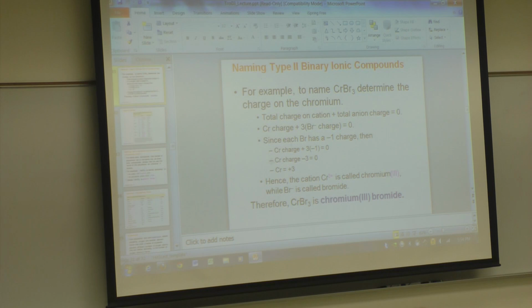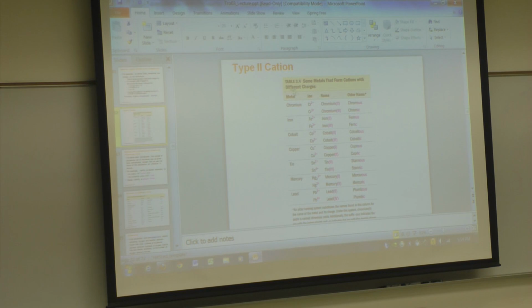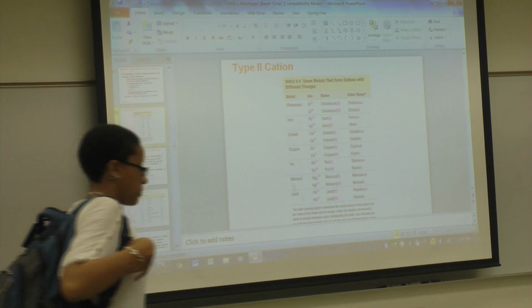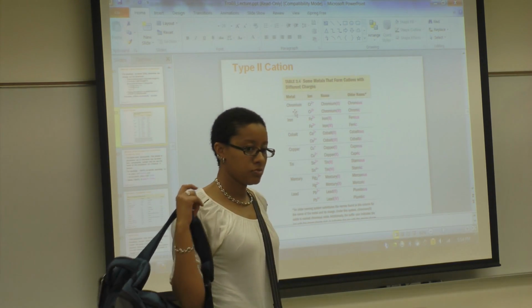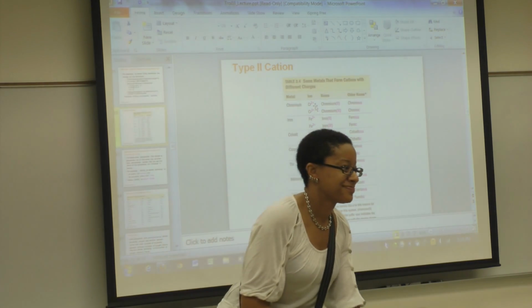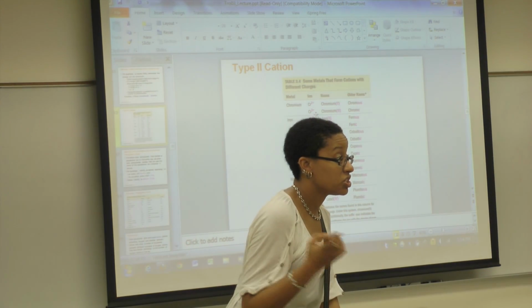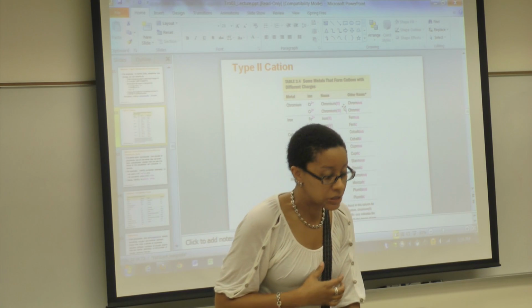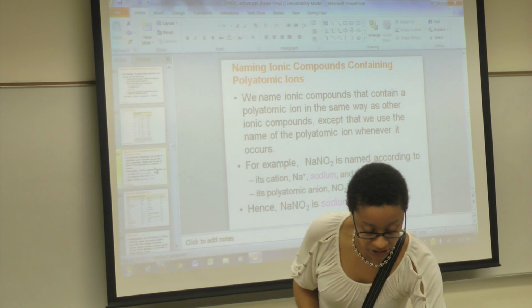So if we have CrBr3, we refer to that as chromium. Since it's Br3, it'll be chromium(III) bromide. And as we go down to the different types of cations, you will note that chromium can have a charge of 2+ or a charge of 3+, hence we say chromium(II) and chromium(III).